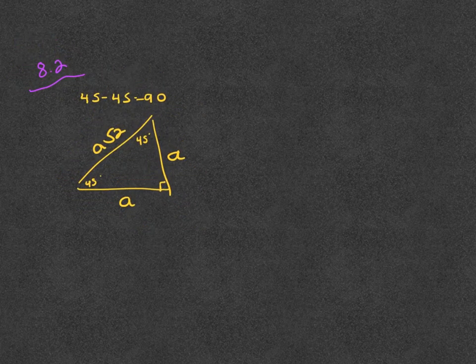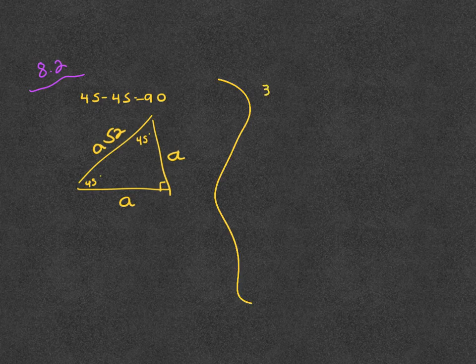You had to figure out the other ones, right? And then we had 30, 60, 90.